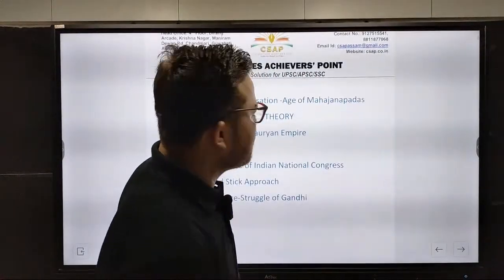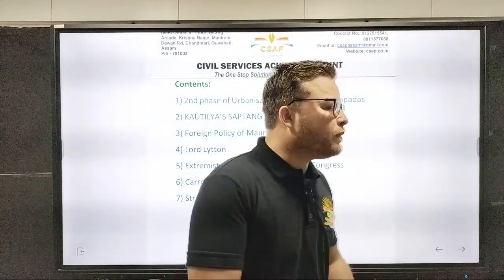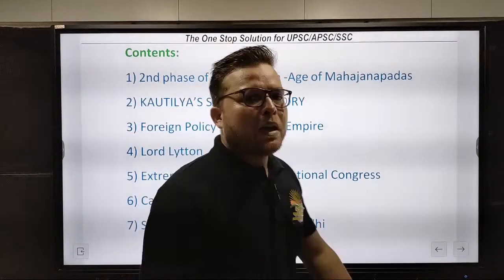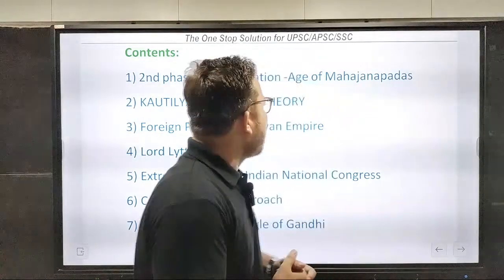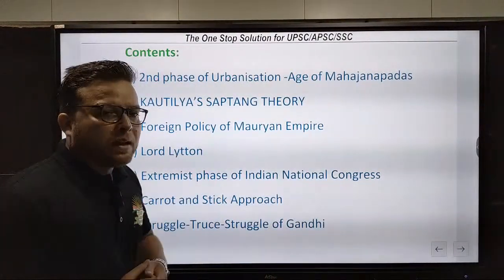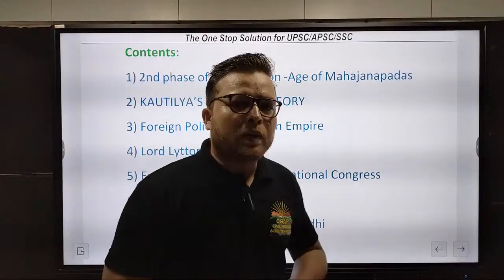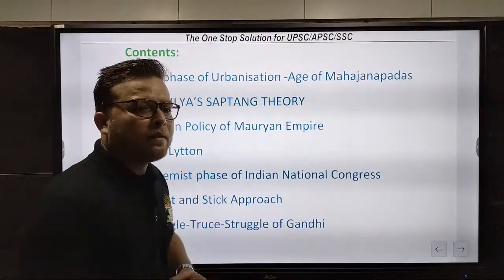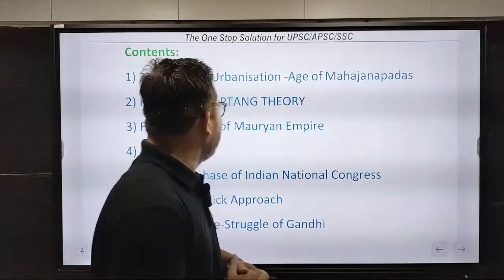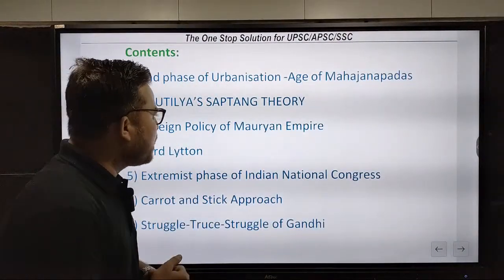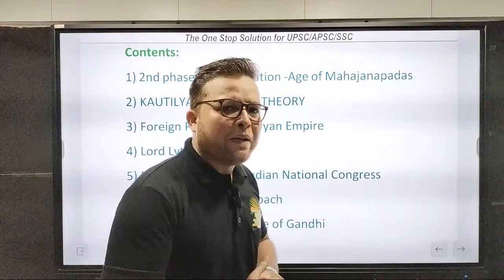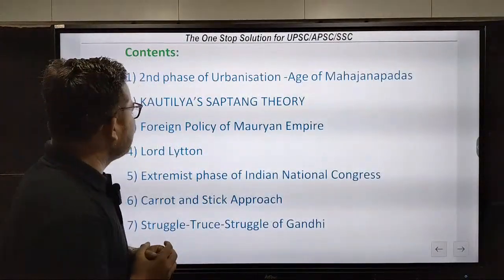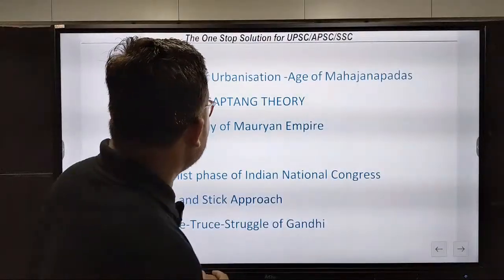These are the topics which we are going to cover today. Number one, the second phase of urbanization, that is the age of Mahajanapadas. Then Kautilya's Saptang theory. Then we have for you the foreign policy of the Mauryan Empire. Then we also have another very interesting topic, that is Lord Lytton, one of the Governor Generals of India.